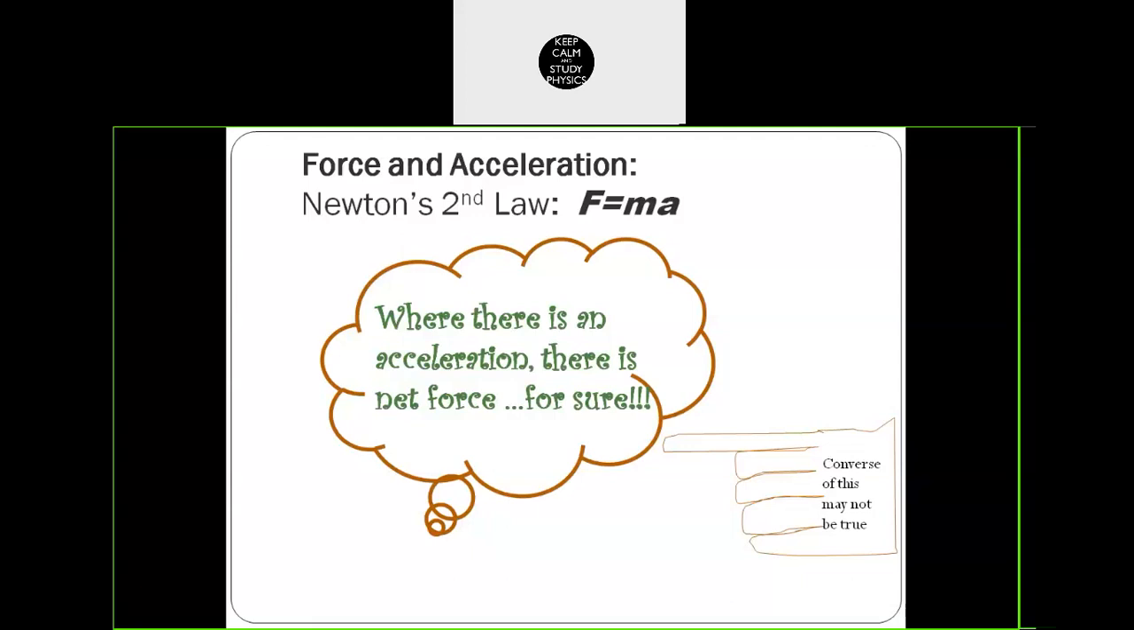Okay, but there is no acceleration. Though there is some force, there is no acceleration. It doesn't mean that you did not apply force. You are applying force, right? You are applying force and there is no acceleration. So this shows that there is no guarantee that if there is force, there will be some acceleration.